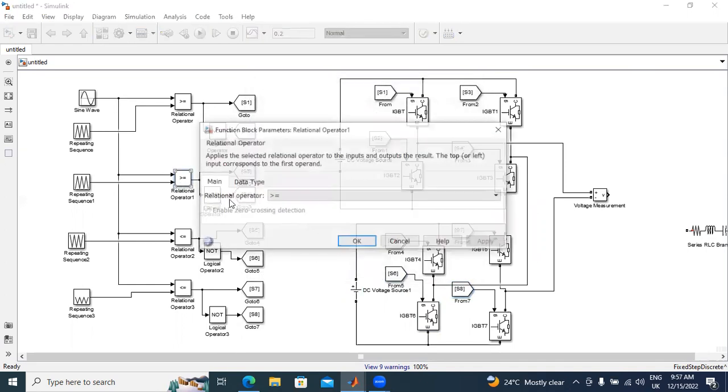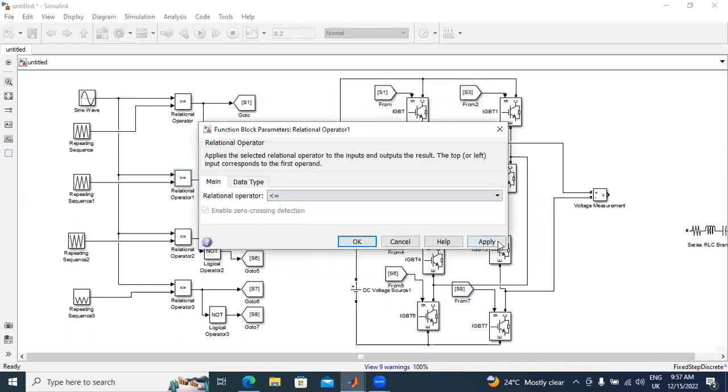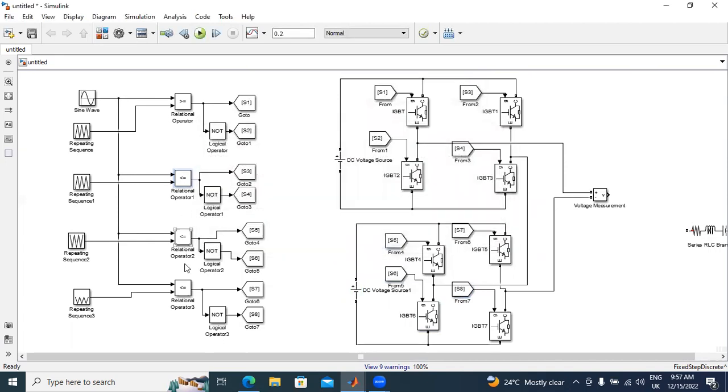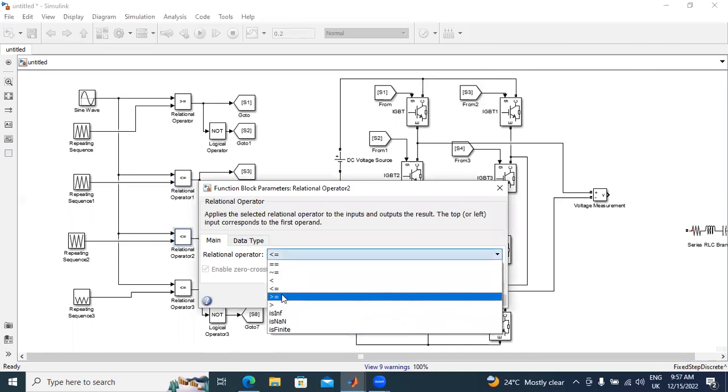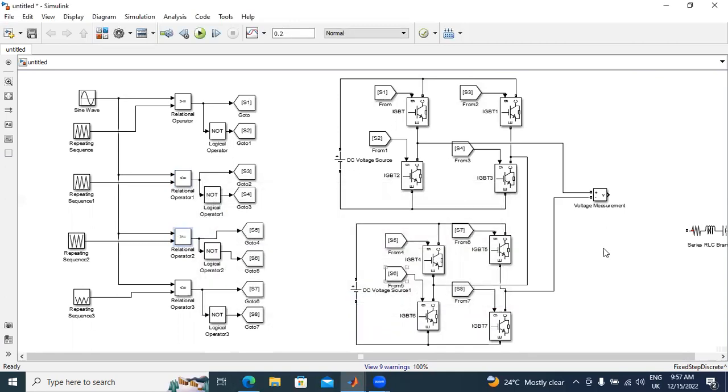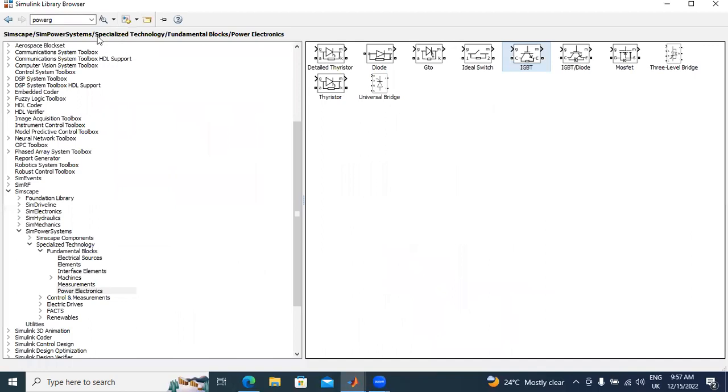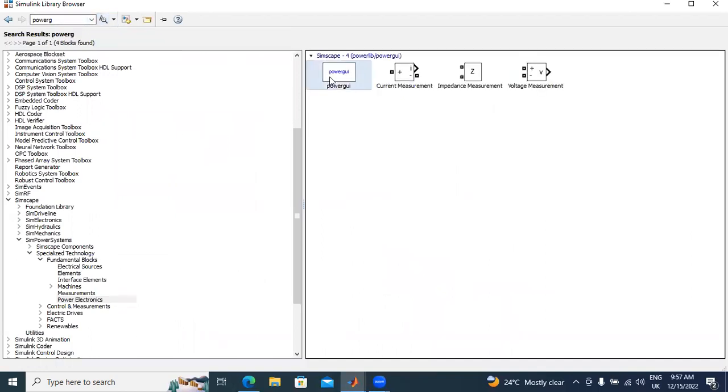Now I will change here. Less than or equal. First greater than or equal, second less than or equal. Again this third one greater than or equal. Fourth one less than or equal. Now I will take power guide.